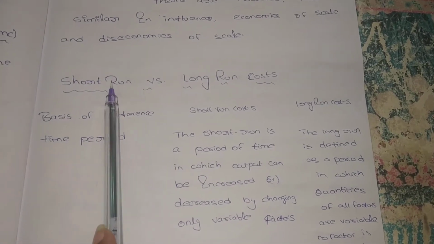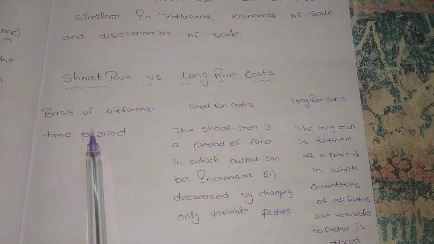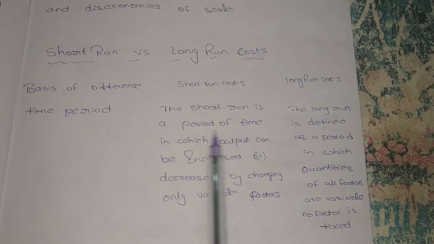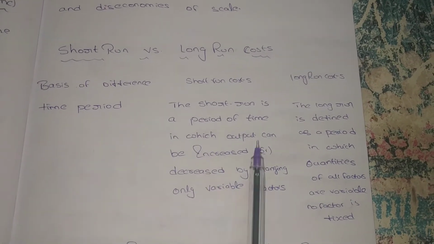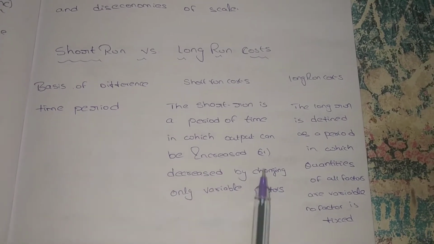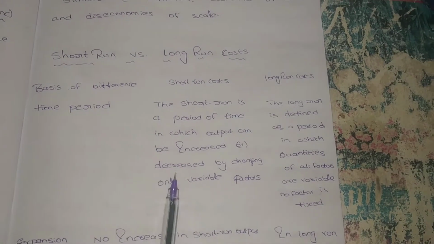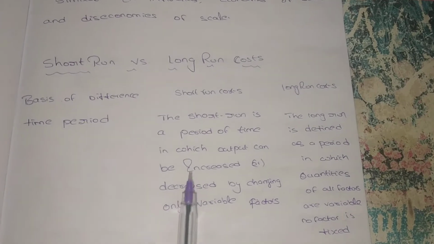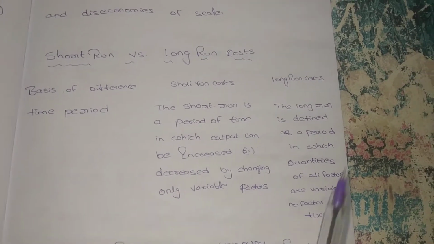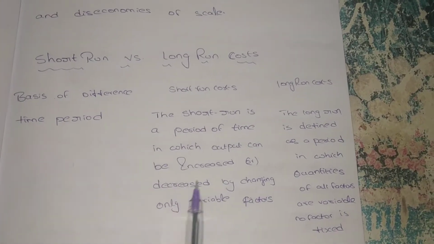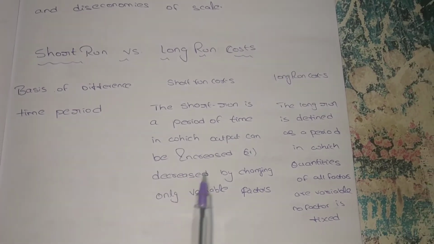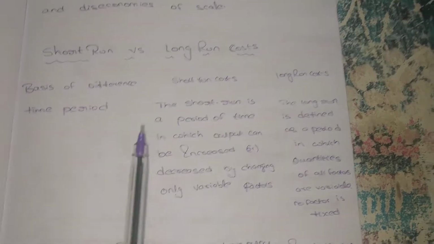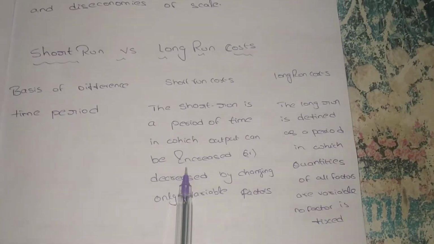Let's see here. Short run versus long run. First, time period. The short run is a period of time in which output can be increased or decreased by changing only variable inputs. Means in the short run, if there is any change in output, it is because of a change in variable inputs only. There is no other factor for increasing the output. And the short run period is less than 1 year.